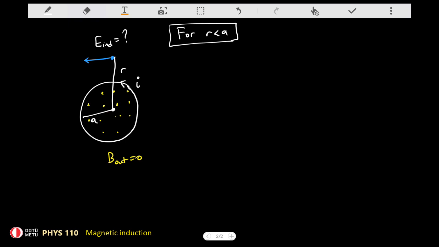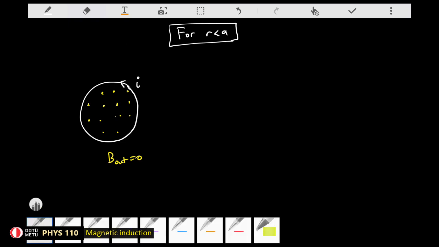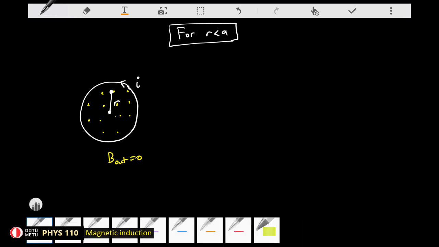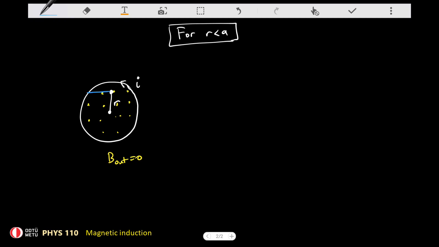Let me erase all the unnecessary details. Let's remember all the details in here. All right. Let me show the axis by this point. I would like to compute the electric field at this point where that distance is r. I'm interested in the value of the electric field at that point. That's the induced electric field.